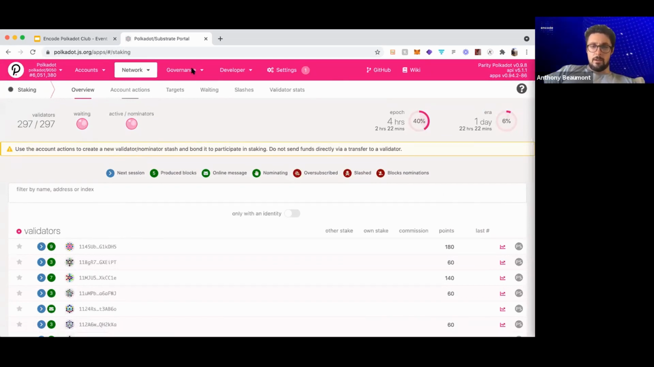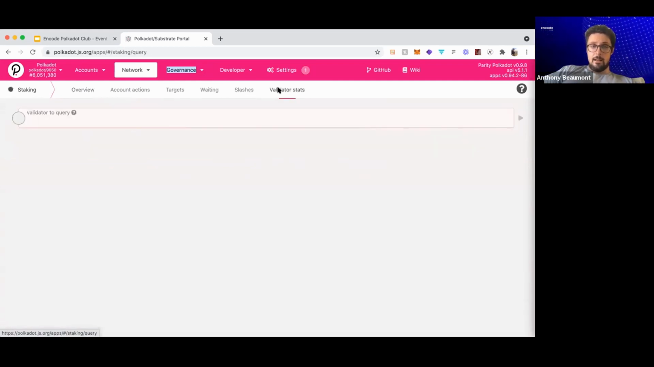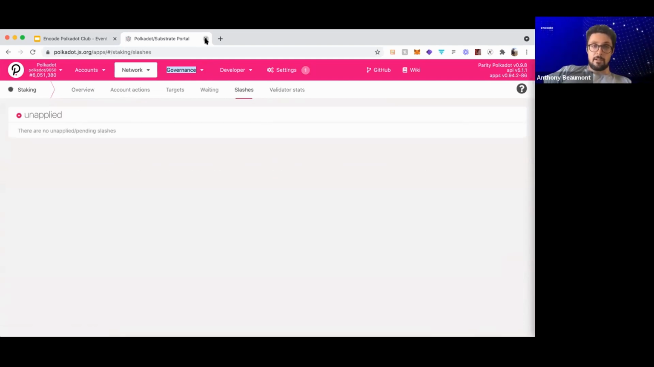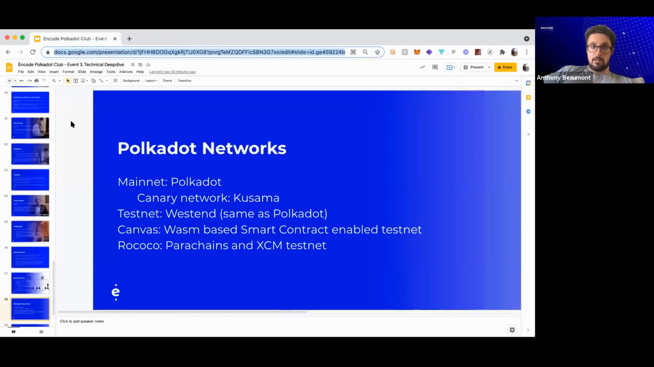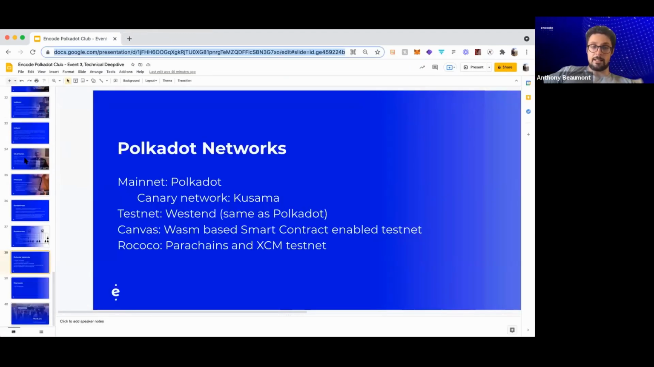Governance, this is where you can see all the proposals, all the democracy, and you can see all the slashing on here as well. You can see all the validator stats. Polkadot.js is your place. I wish I could show you, but it's just not working. Polkadot.js is the place to go to see everything and become a nominator, become a validator, etc.